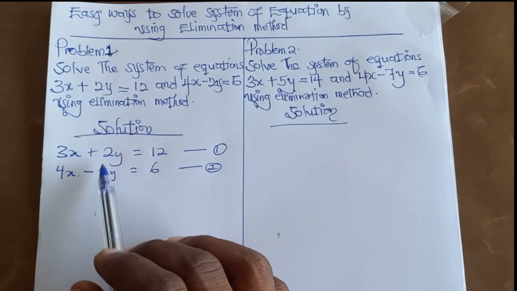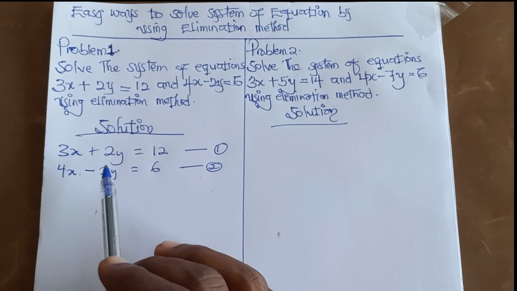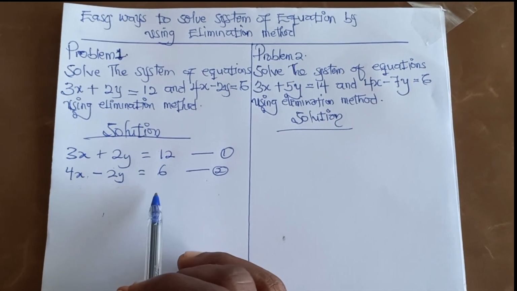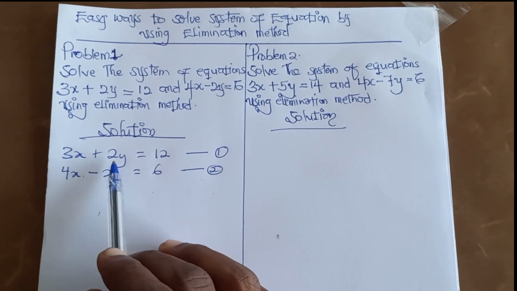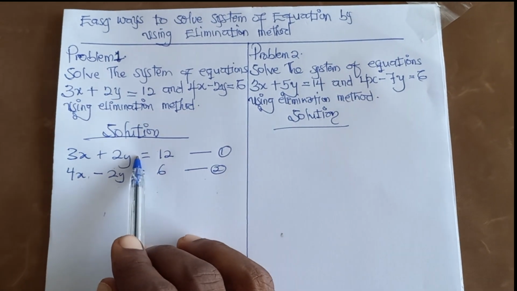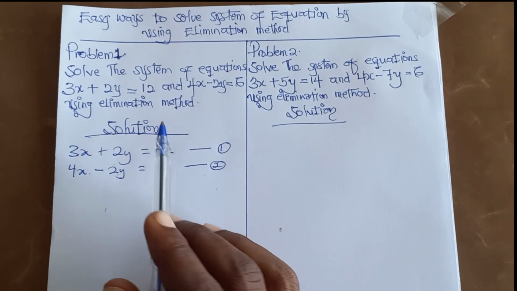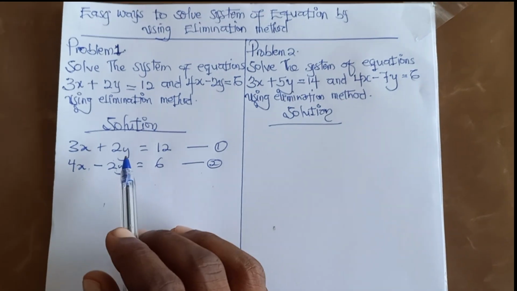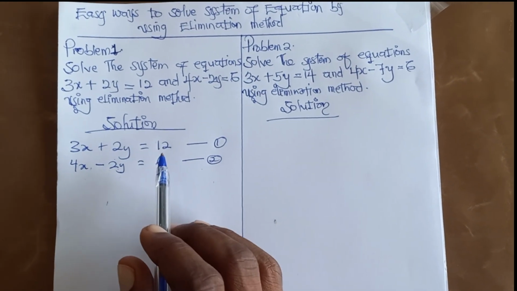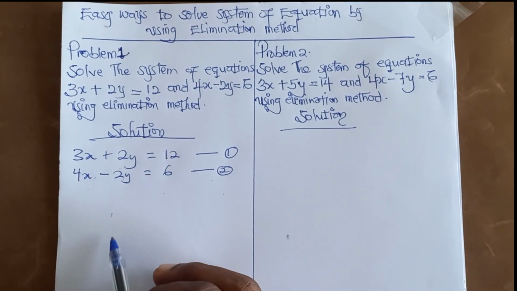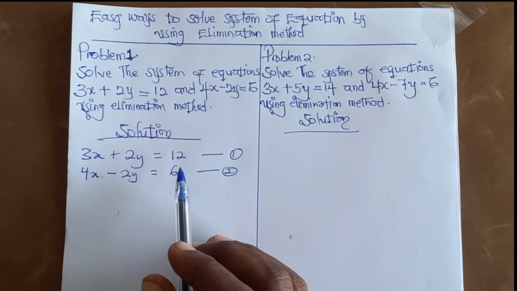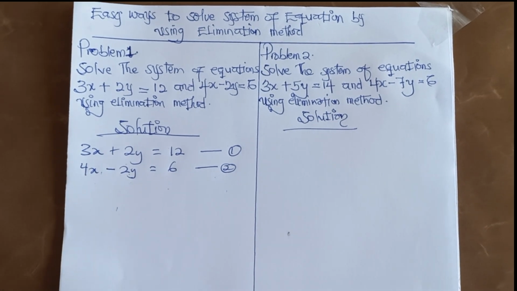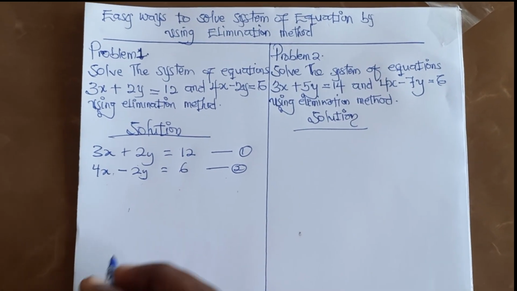So by elimination method, we can add equation 1 and equation 2. Since we are having 2y and negative 2y here, the variable y will cancel out, for us to get one variable and we solve it. So we are going to add it.